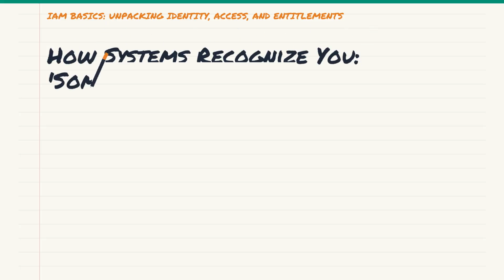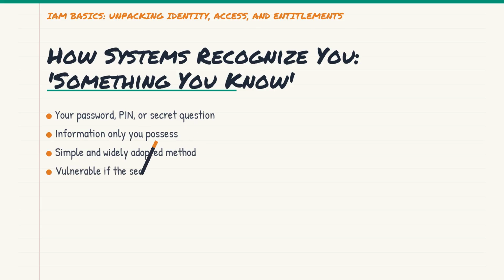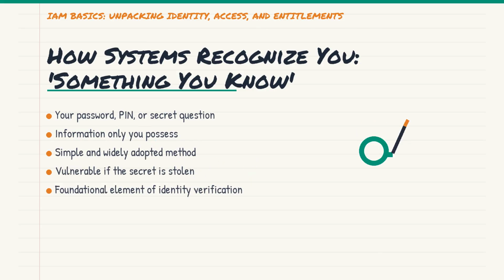Now that we know what an identity is, how does a system actually recognize it? The most common way is something you know. This includes things like your password, a PIN, or a secret question. It's information that only you, the legitimate owner of the identity, are supposed to know. Think of it like a secret handshake or a password to a clubhouse. If you know the secret, you are in. This method is widely used because it's simple and relatively easy to implement.